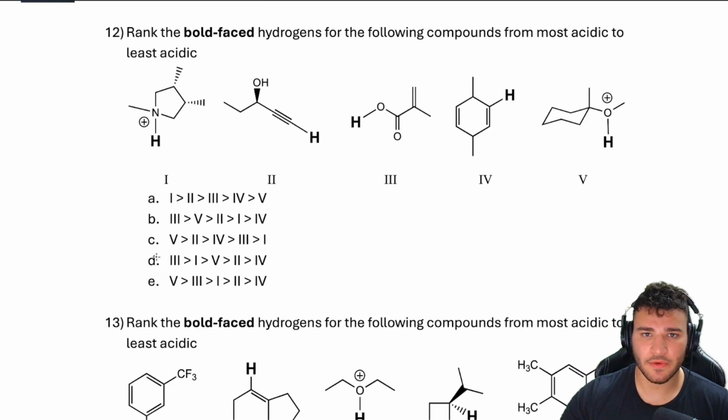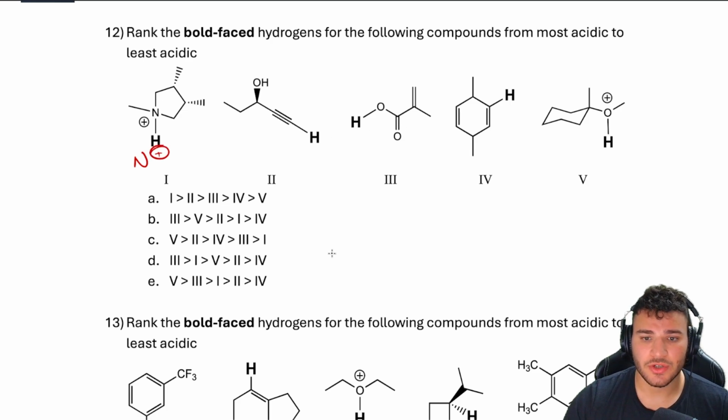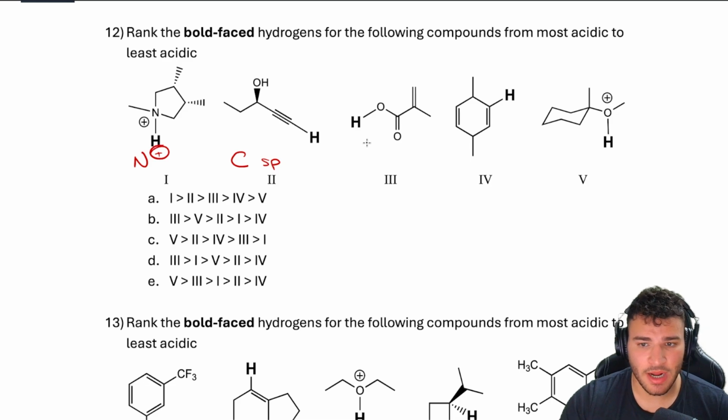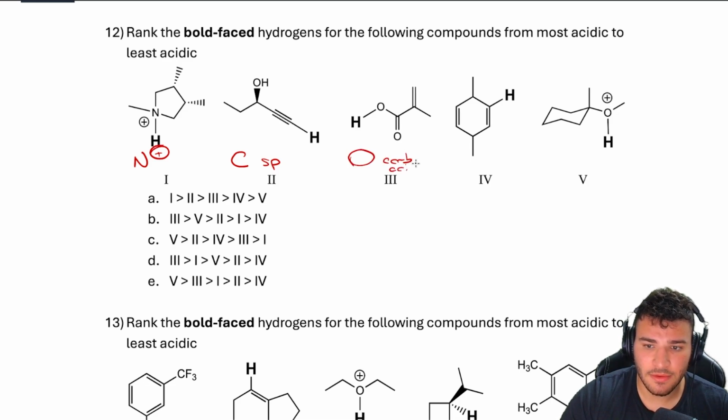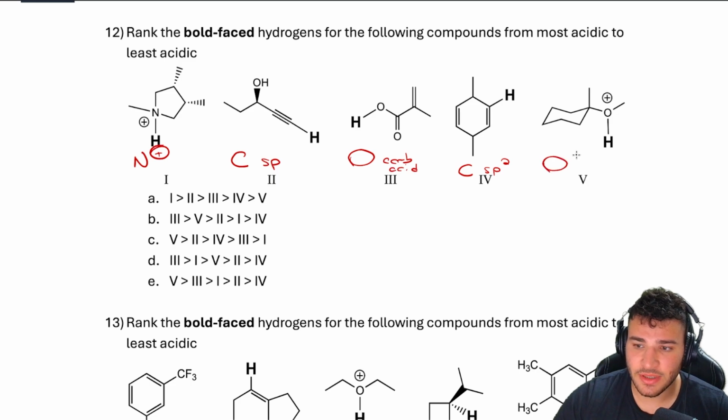Question 12, let's organize from most to least acidic. In structure 1, we have a hydrogen connected to nitrogen that is positively charged. In structure 2, we have a hydrogen connected to a carbon that is sp hybridized. Structure 3, it's connected to an oxygen that is a carboxylic acid. Structure 4, we have a hydrogen connected to a carbon that is sp2 hybridized. And structure 5, we have hydrogen connected to an oxygen that is positively charged.